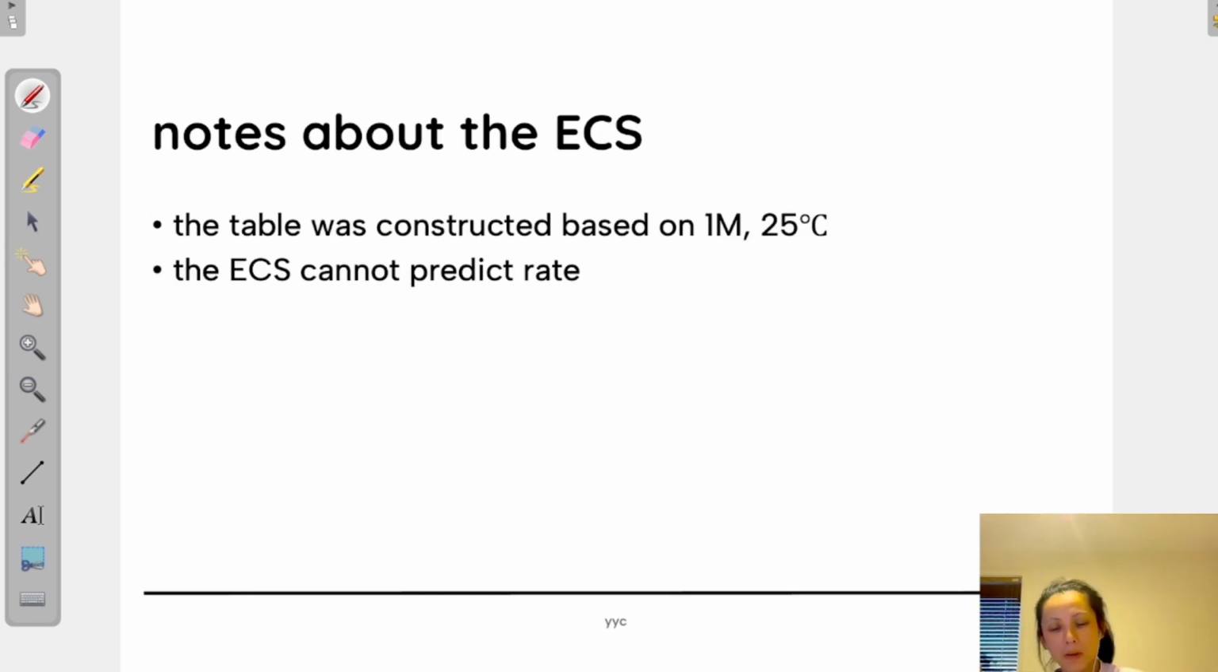Cool? So notes about the electrochemical series: all of the data and all of the ranking in the electrochemical series is based on using 1 molar solutions at 25 degrees. If you fluctuate from that, sometimes you can get a different result, so be careful. The other thing is that the electrochemical series cannot predict rate. So it can't predict how quickly a reaction will occur. It can give you an indication as to whether or not a reaction will occur spontaneously.